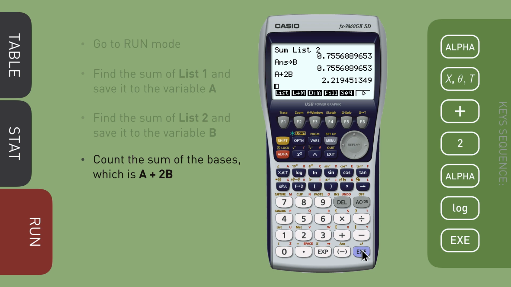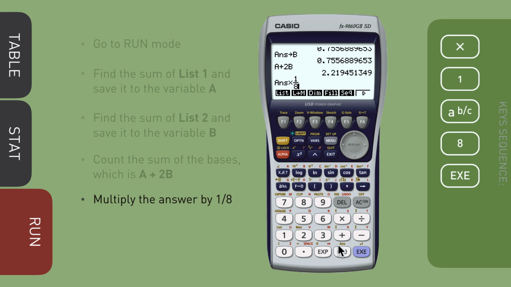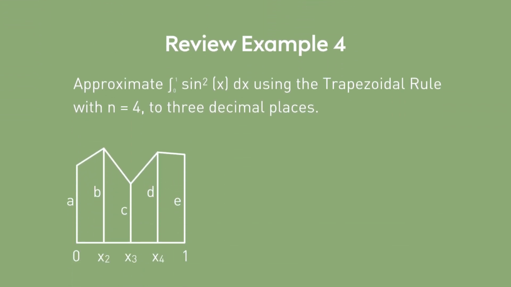Finally, since the height is 1/4, that means half of that is 1/8. So let's multiply the sum by 1/8. There you go! You get the area without even touching the pen, unlike what we did with the previous calculator.